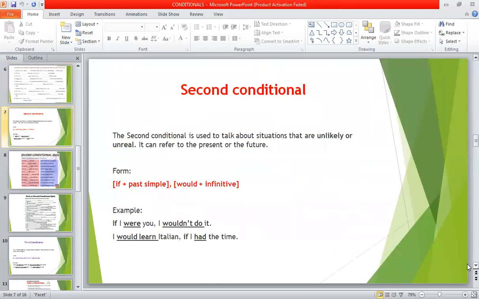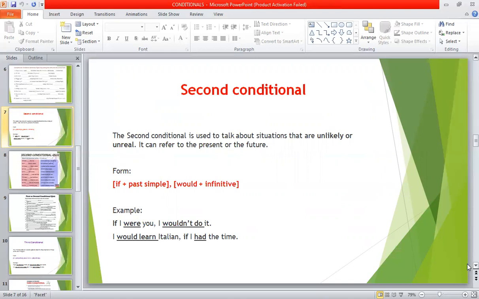Okay, number three, second conditional. When do you use second conditional? The second conditional is used to talk about situations that are unlikely. This is the opposite of the first conditional. First conditional is about possible things, but second conditional is about impossible or unreal or imaginary situations, or something that is unlikely to happen. It can refer to the present or future.